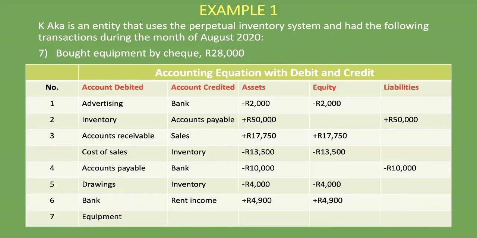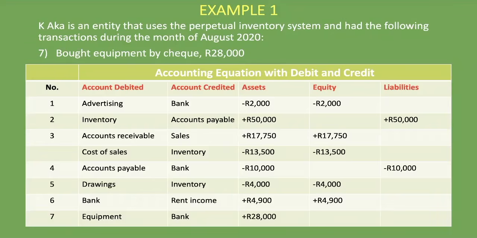And how did we buy it? We bought it using cash. So we put down bank as the account credited, and bank is an asset as well. So what is happening here? Our equipment is an asset. It's increasing because it has just come into our premises because we bought it. So we put the plus 28,000 Rand on the asset side.